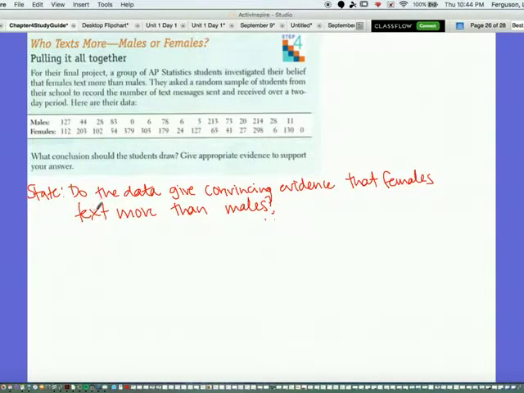So if we have to tell whether the data give convincing evidence that females text more than males, then we need to plan how we're going to do that. Basically, we are comparing females to males. One way that may be easy to do that is a side-by-side box plot, because then we could see all the information that we needed about females and all the information that we needed about males and make our conclusions from that. So the first thing you want to do is make a side-by-side box plot.